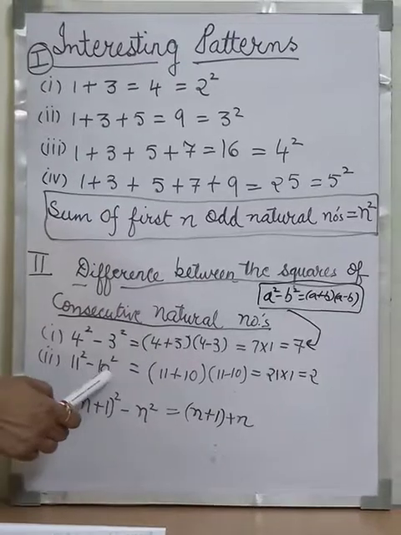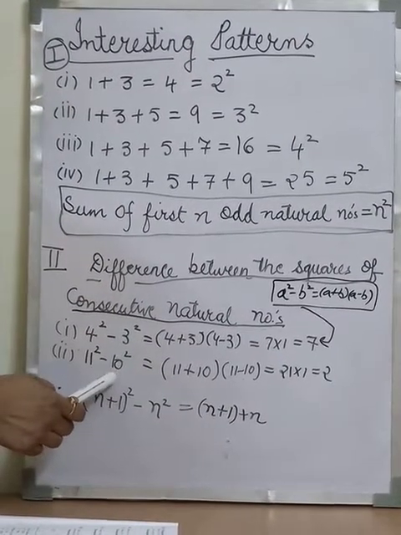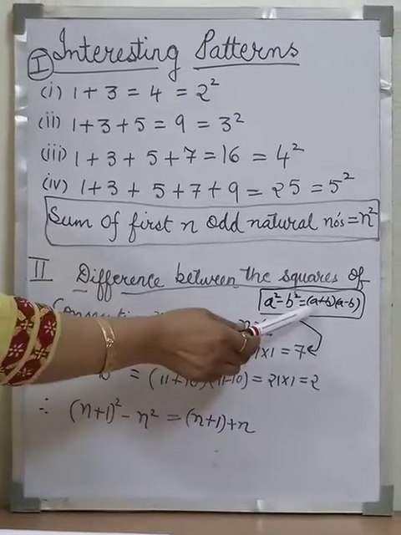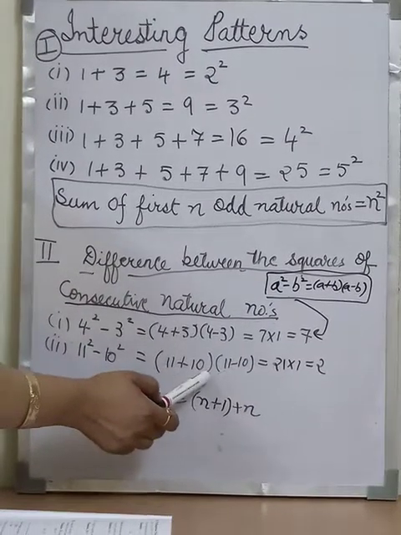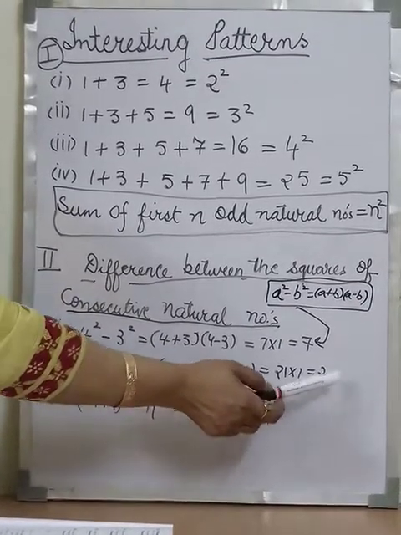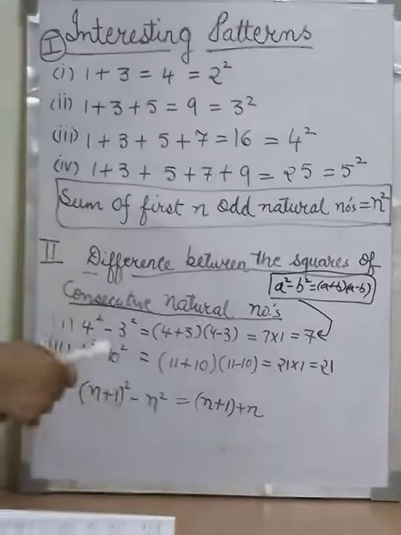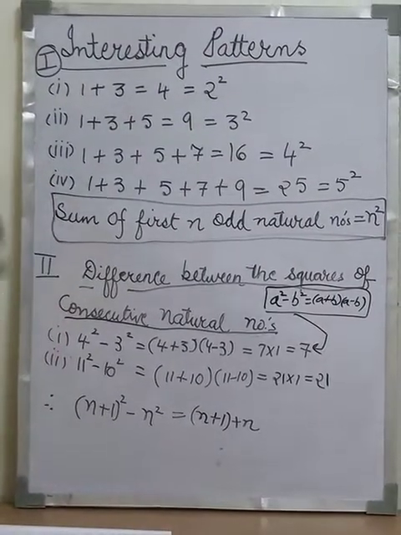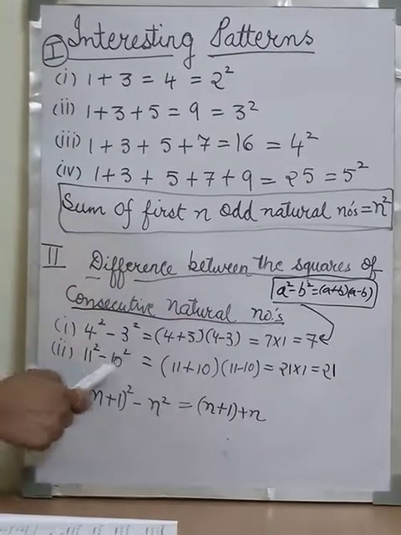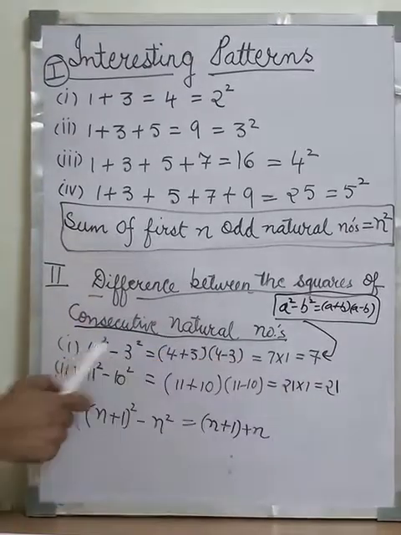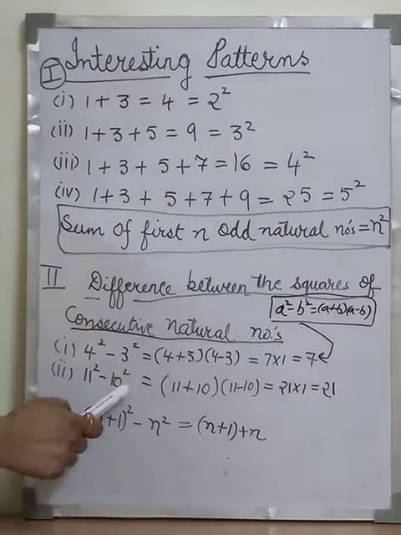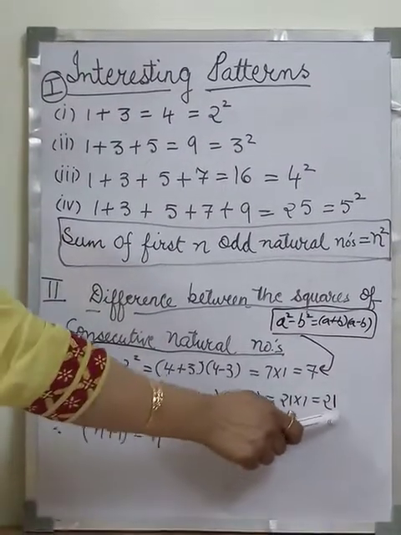I have taken 11 and 10. Again, 11 and 10 are two consecutive numbers. We are finding the difference between their squares. Applying this identity, what does it give? 11 plus 10 and 11 minus 10. 11 plus 10 is 21, into 1, that is 21. Okay, so we learn a very important property: whenever we find the difference between the squares of two consecutive natural numbers, it is always equal to their sum. 4 squared minus 3 squared is equal to 4 plus 3, that is 7. 11 squared minus 10 squared is equal to 11 plus 10, that is 21.